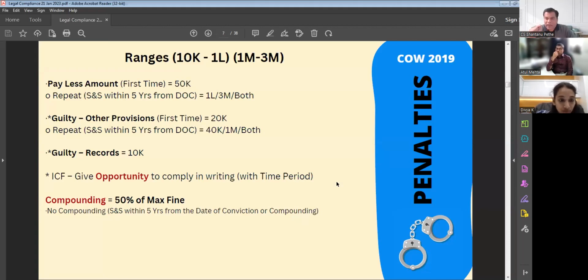The first penalty is very important, and you should note it very carefully. What it is saying is that if the employer pays less than what is due, then it will attract a fine of 50,000 rupees. So now you can't say that the deadline is there, and after that we will pay you next month, like that.